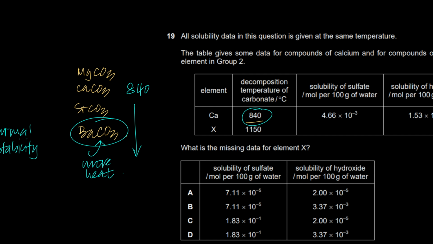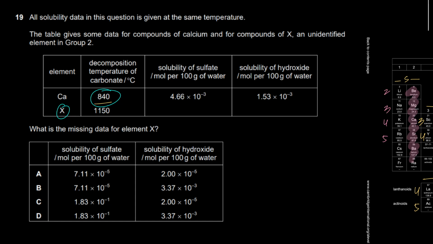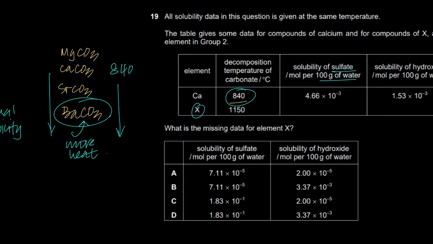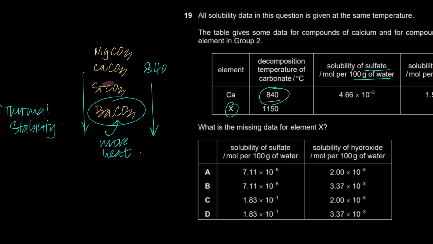So you realize that if this is calcium carbonate, X can be something lower than this. X can be strontium, it can be barium, and so on and so forth, right? Now, the solubility of sulfate is 4.66 × 10^-3. Please understand that we know X is somewhere down the group, and as we go down the group, the solubility of sulfate decreases. Sulfates become more insoluble.